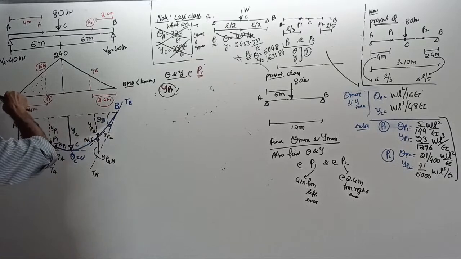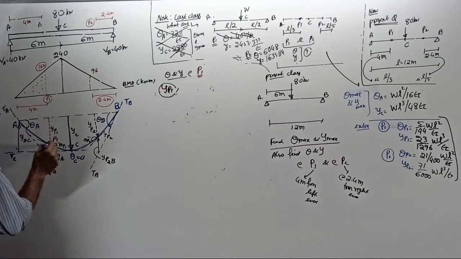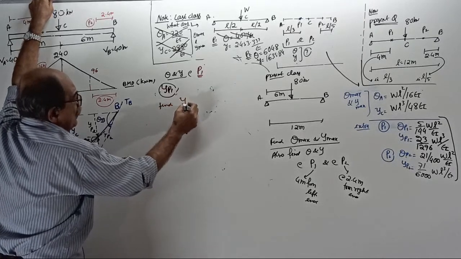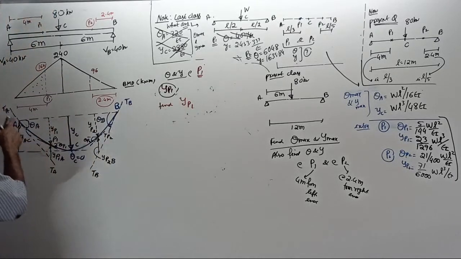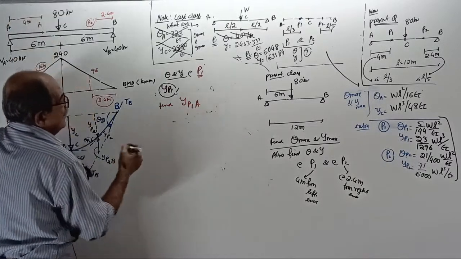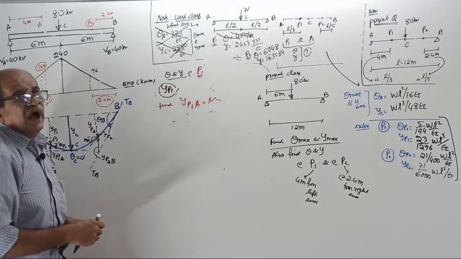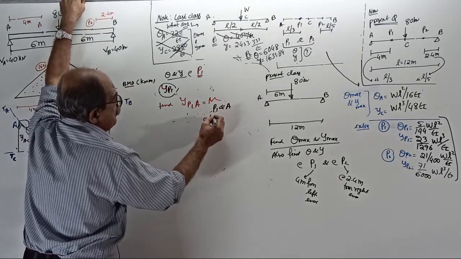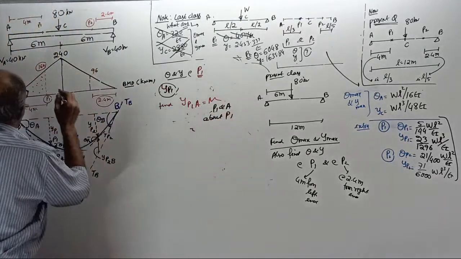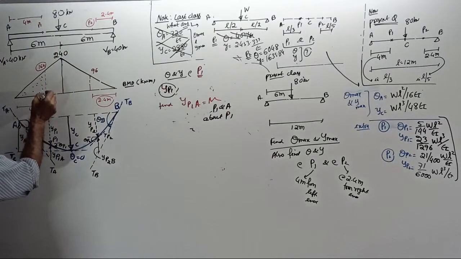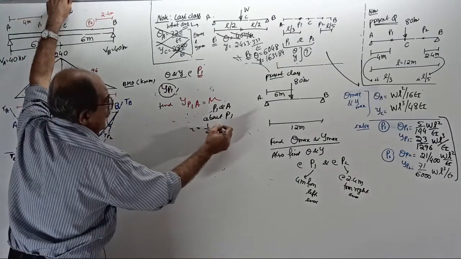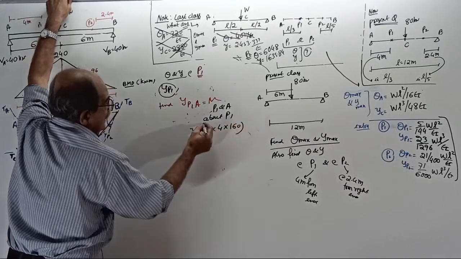Extend the left side tangent here and find the displacement of P1 with respect to tangent at A. That is equal to the moment of the area of the BM by EI diagram between P1 and A about P1. Moment of this triangle area about P1 is half into 4 into 160, which is the area, as explained fully yesterday.